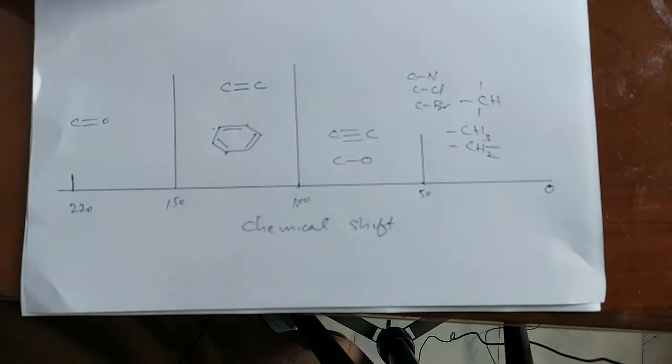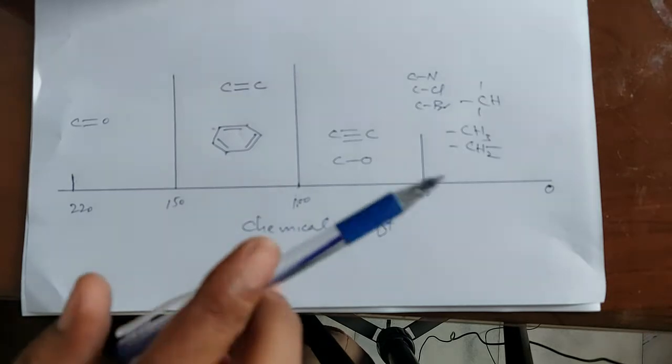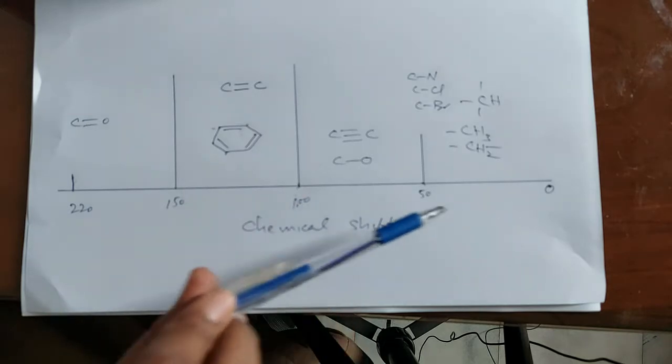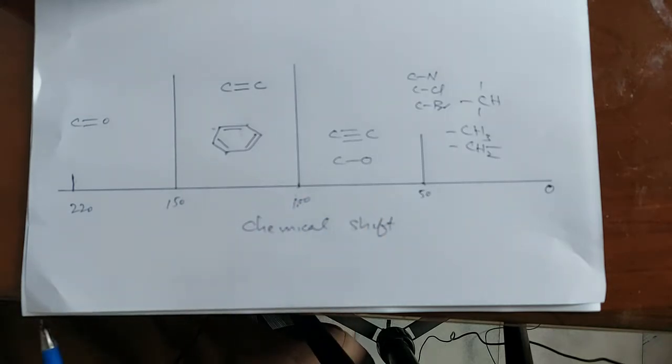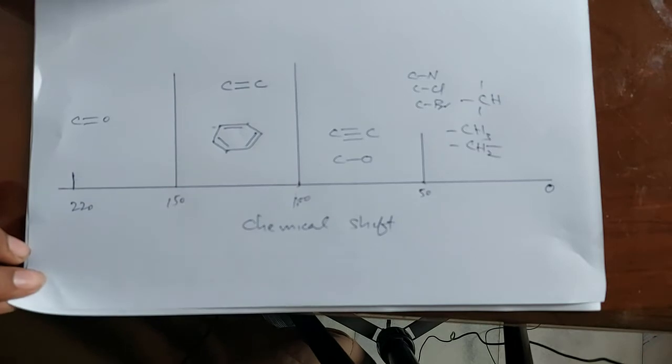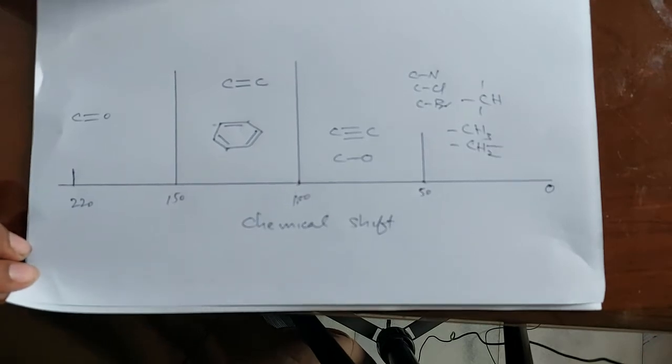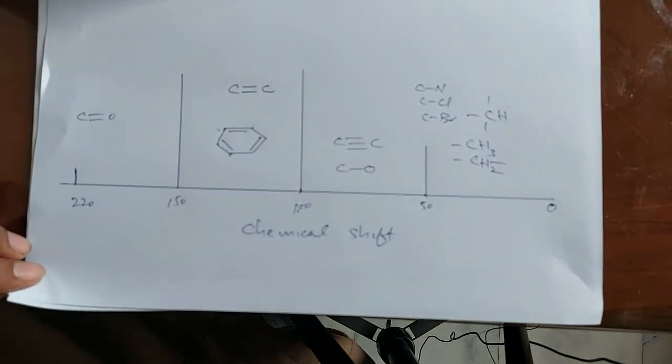So before moving to the carbon-13 NMR spectra, you have to keep in your mind these chemical shifts, because without understanding the range or the region, you cannot move ahead. You cannot interpret the spectra of any compound in carbon-13.